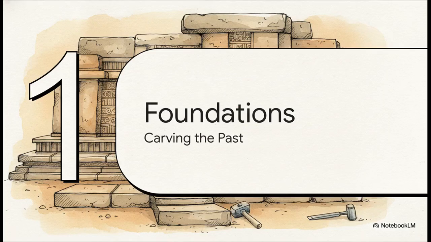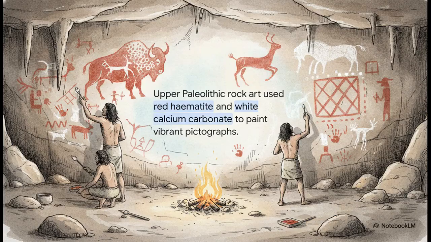Section 1. Foundations of Indian Architecture. Carving the Past. Our story actually kicks off in natural caves. Early humans left their very first architectural marks here, using minerals and iron oxide to paint their stories in vibrant red and white pigments. They were essentially turning basic rock shelters into the region's earliest curated spaces.